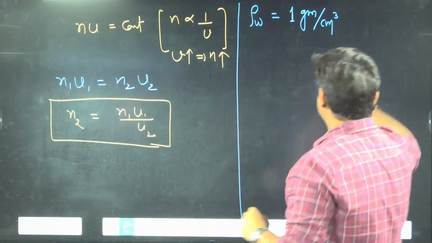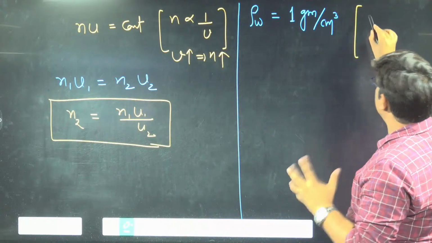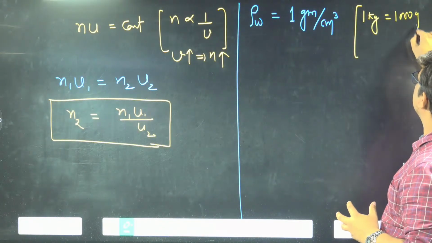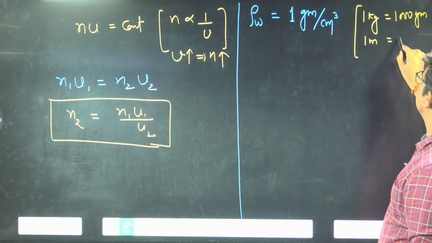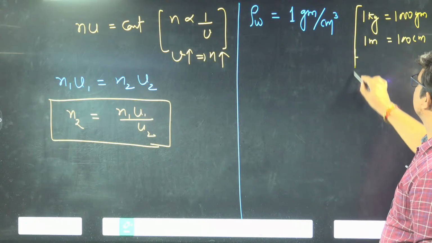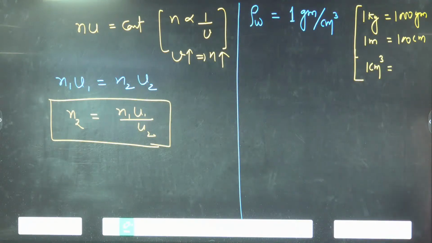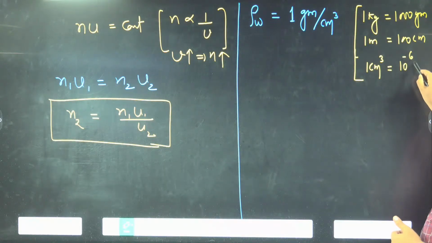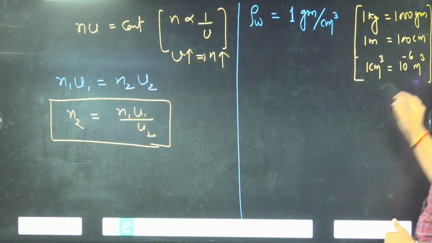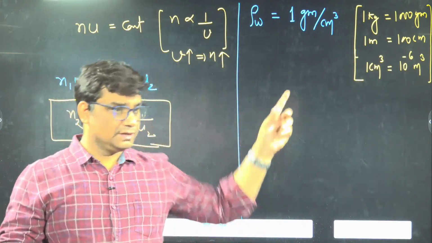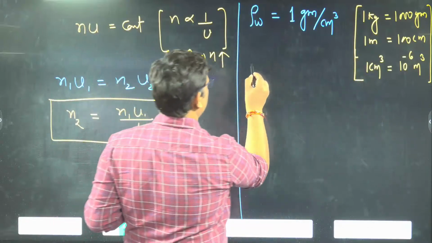If I ask, you can say, sir, 1 kg is 1000 gram. I hope everyone is clear. 1 meter is 100 centimeter. So 1 centimeter cube will be how much? It will be 10 power minus 6 meter cube. I hope this is clear, because 1 centimeter is 10 power minus 2, and cubed it gives minus 6. So directly we can write here 1 gram.